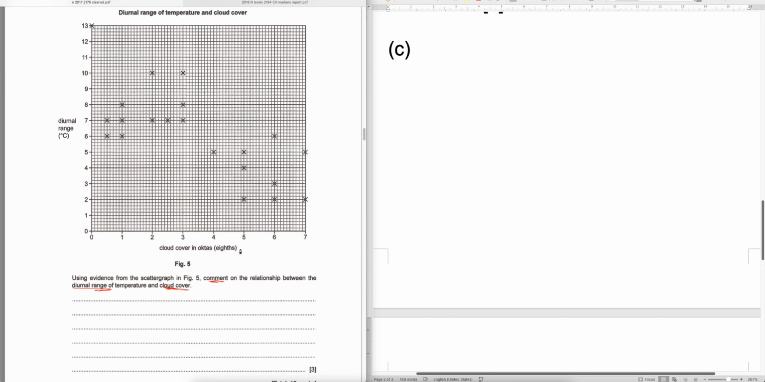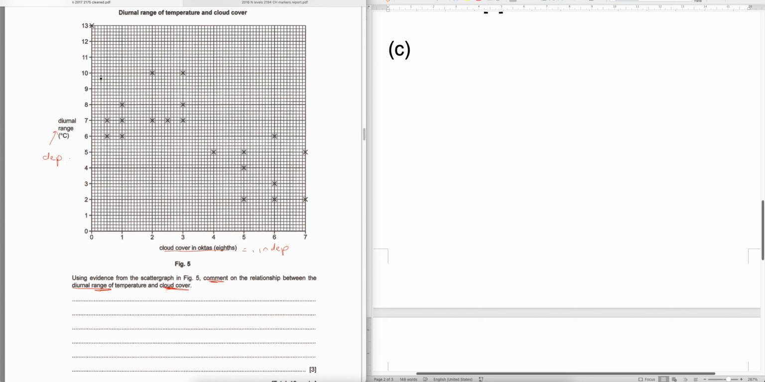Okay, many of you are very sharp to realize that since the cloud cover is on the x-axis, this would be the independent variable. So you would put it as the first part of the relationship, and the diurnal temperature range, since it's on the y-axis, is the dependent variable. Now, there are 2 possible conclusions.